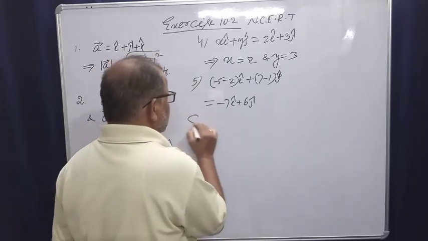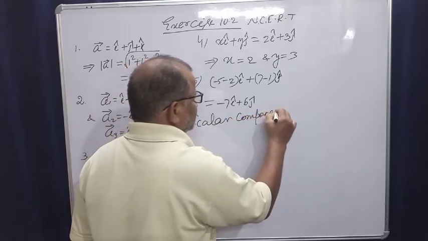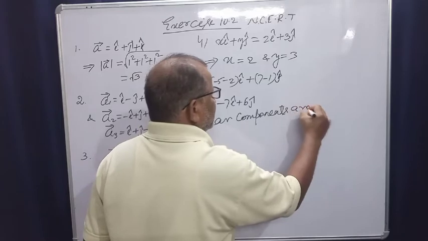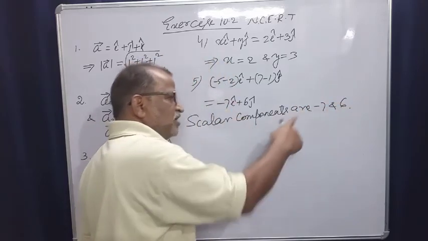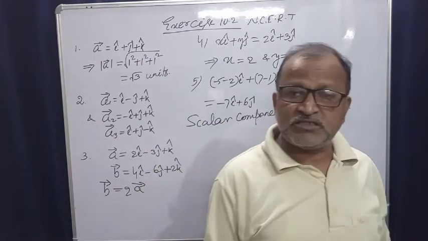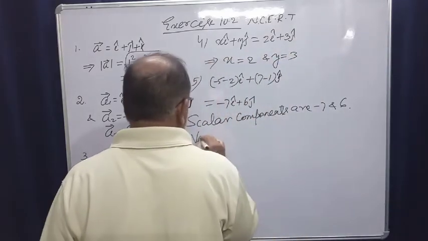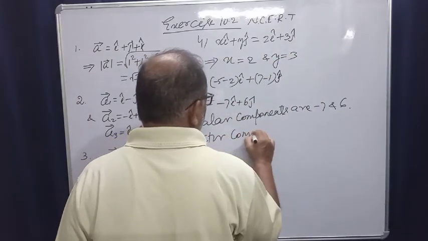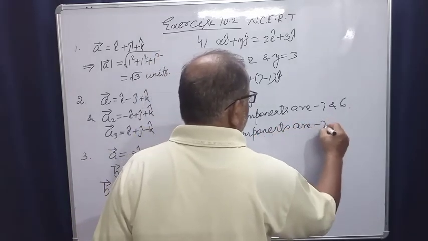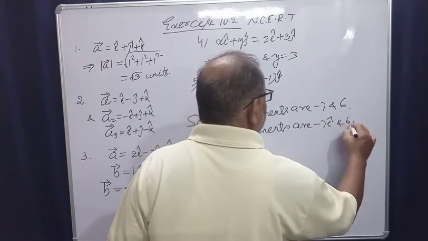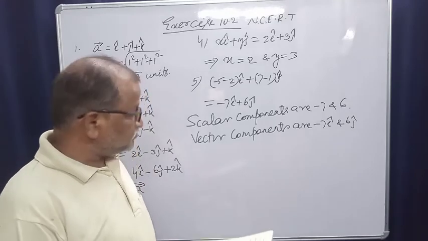What are the scalar components? Scalar components are minus 7 and 6. That is, x component is minus 7 and y component is 6. These are the scalar components. Vector components are minus 7 I cap and 6 j cap. Right? These are the vector components.